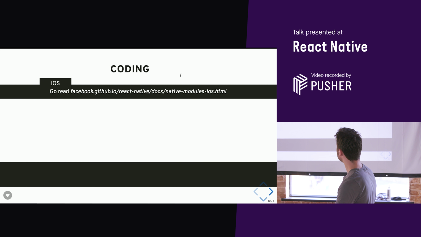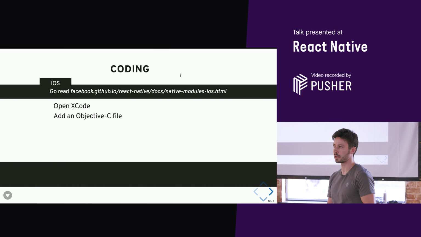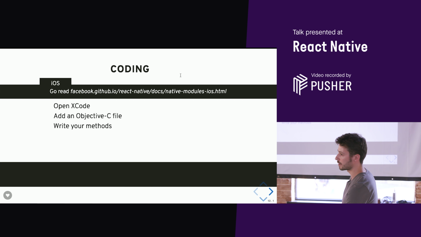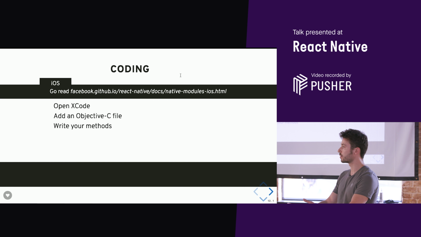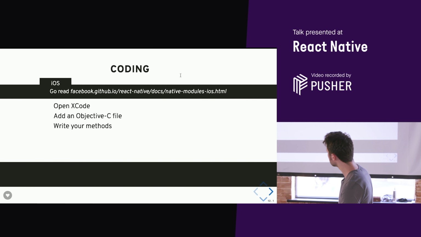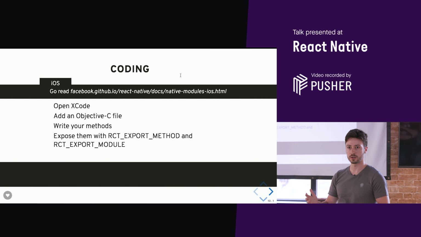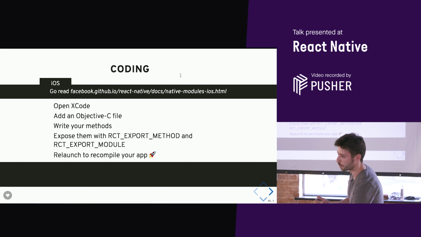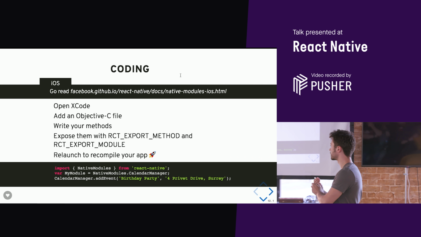So what you have to do is open Xcode and add an Objective-C file. You can do Swift too, but it's harder, and I've not tried, in fact. Then you write the method that you want to expose. For example, you can call the method to open the third-party SDK at this point. And you expose them using two macros, to export a method and a module. And at the end, when you have done this, you recompile your application, and you can access the native module from the React Native side.